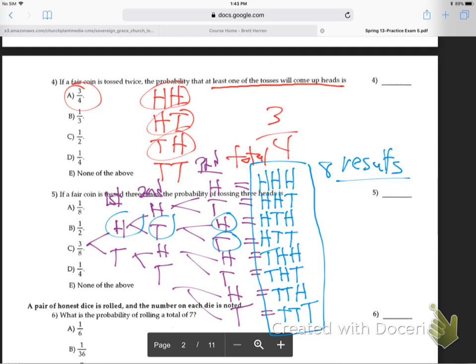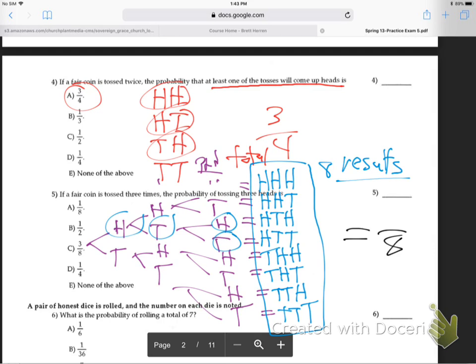It doubles, doesn't it? Have you noticed it doubles? There were four results for 2 flips, 1 more flip, now there's 8 results. If you flipped it a 4th time, there'd be 16. It just gets bigger and bigger. All right, so anyway, what's their actual question now? Find the probability of tossing 3 heads.